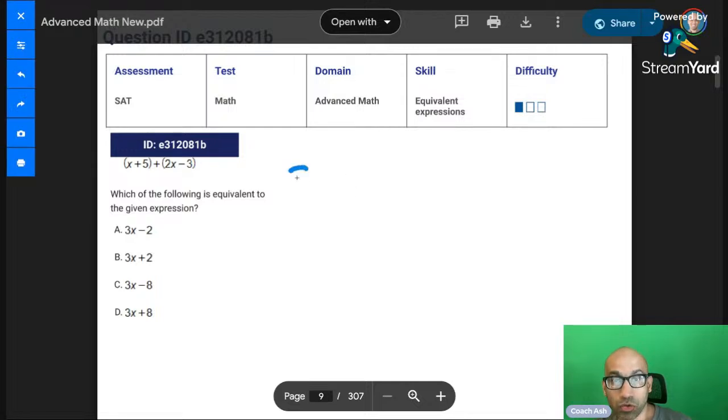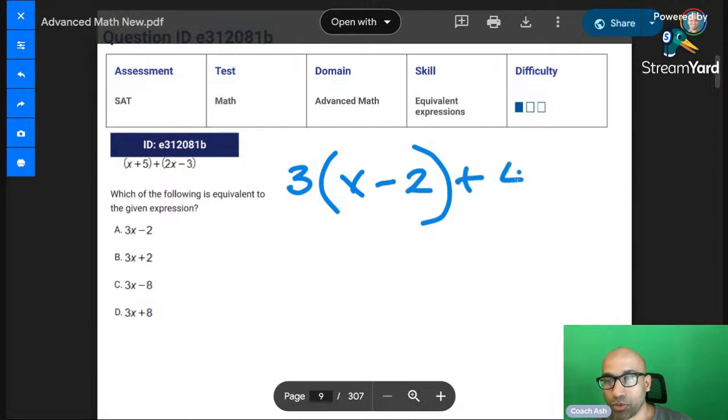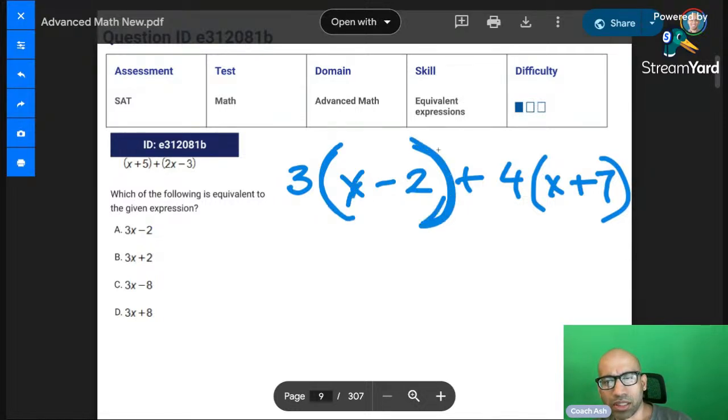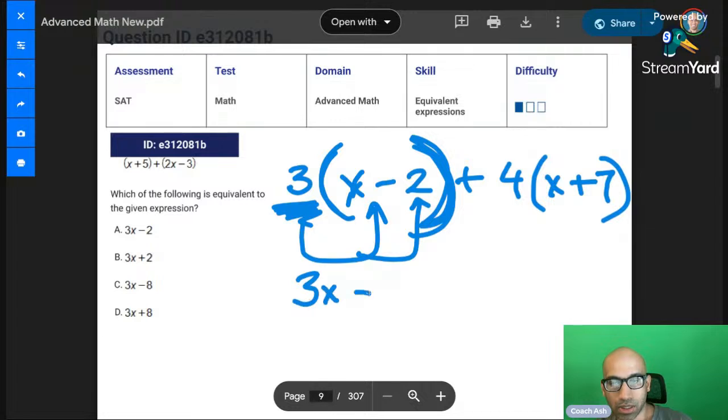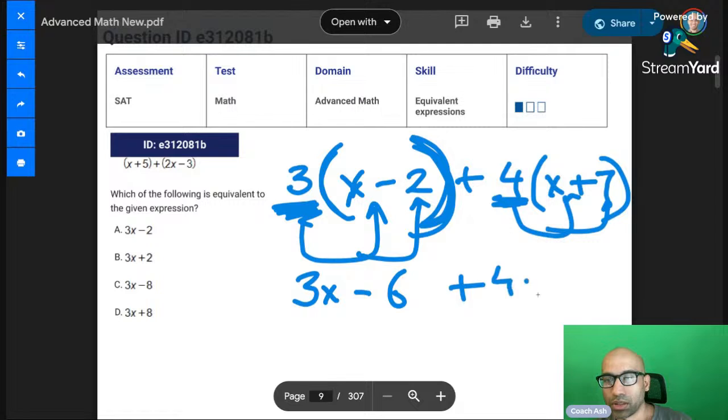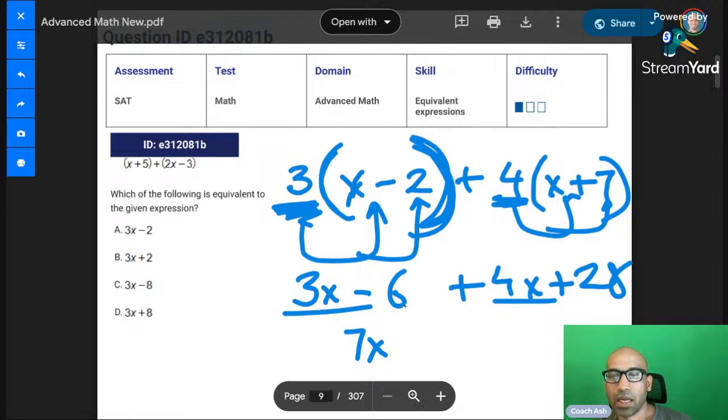Suppose you have 3(x minus 2) plus 4(x plus 7). Now I made it a bit challenging. What do you do now? So this is a little bit of a more advanced problem, not very difficult. As soon as you see the parentheses like this and a number in front of it, you distribute the number to both of these. So you will get 3x minus 6. And here also you'll get 4x plus 28. And then you can add this. 3x plus 4x is 7x. And negative 6 plus 28 gives you 21. All right, that's the answer.